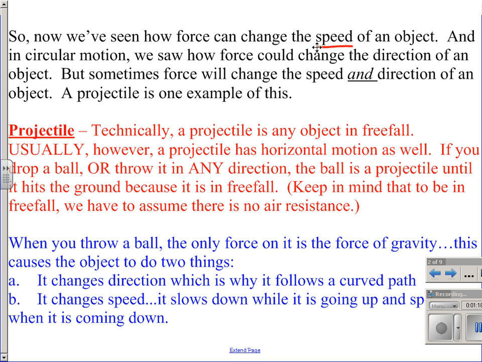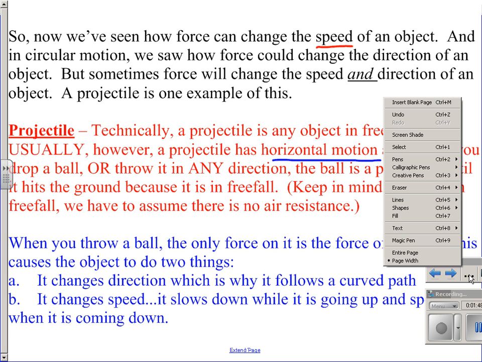All right, so here we go, projectile. Technically, a projectile is any object in free fall. However, usually when you talk about a projectile, you're talking about an object that has horizontal motion as well. So again, technically speaking, if you drop a ball or throw a ball straight up into the air, throw a ball straight down, it's a projectile. Usually, though, when you think of a projectile, you would imagine throwing the ball at some angle or something.